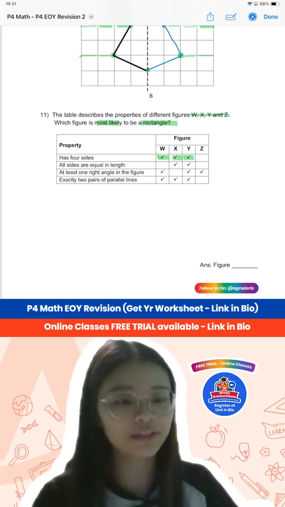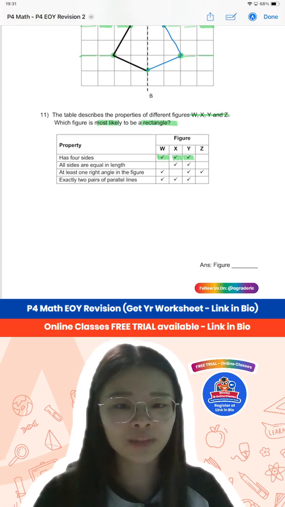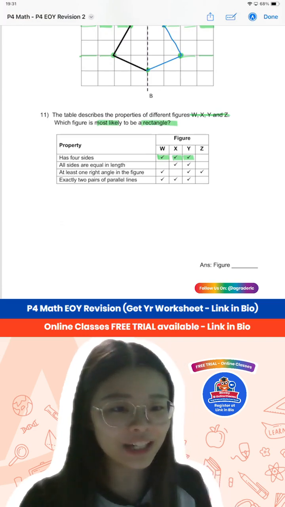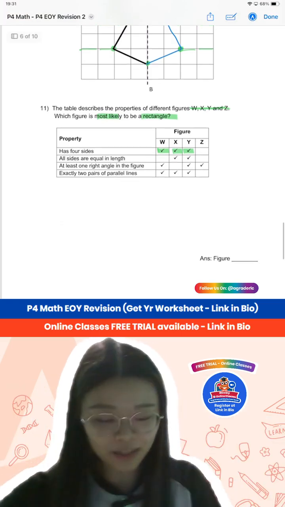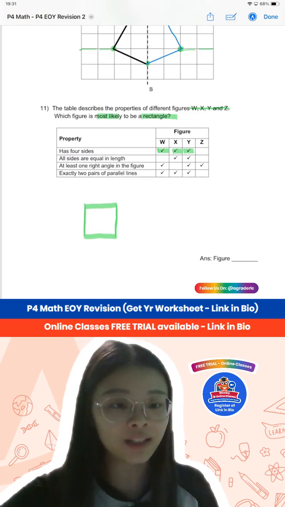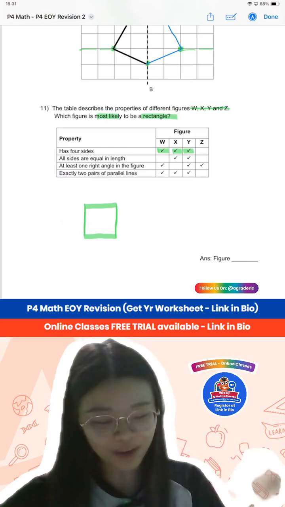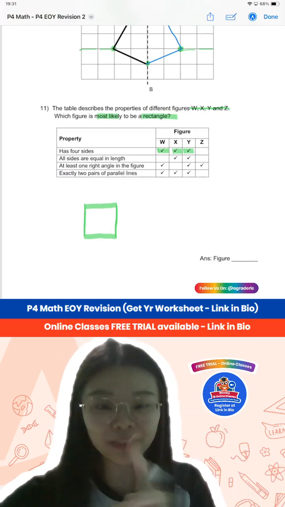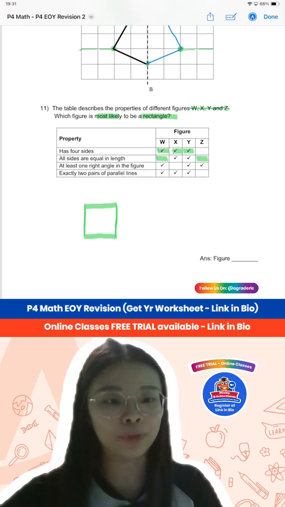Oh, Ariel loves English. Why do we have yes and no? Are you really, really sure for those who said yes? All sides are equal. So I'm going to draw one side equal, another side, and another side, and another side. They are all equal. Is this a rectangle? No, right? Yeah, correct. That's a square. So all sides should not be equal in length. So it should be the one that does not have a tick. Then we can highlight that portion.